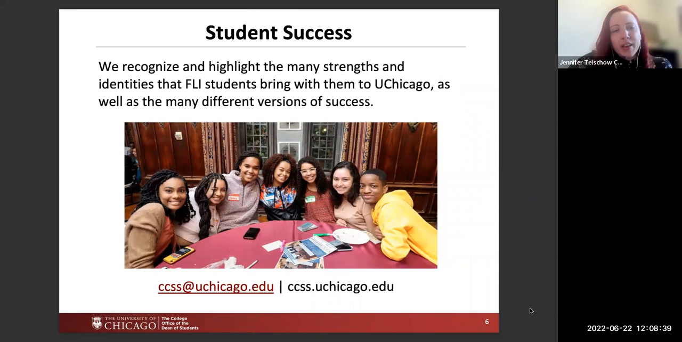Right. We also, along with that, want to highlight that part of our mission was to promote student success. And we recognize that that may look different for different students. So whatever your definition of success is, whether that's academic, personal, the way you're interacting on campus, we're here to support you with that, and whatever version that may look like for you.